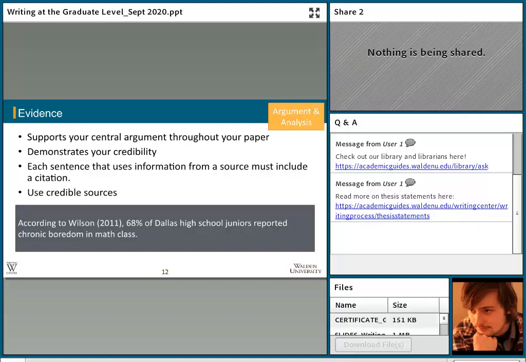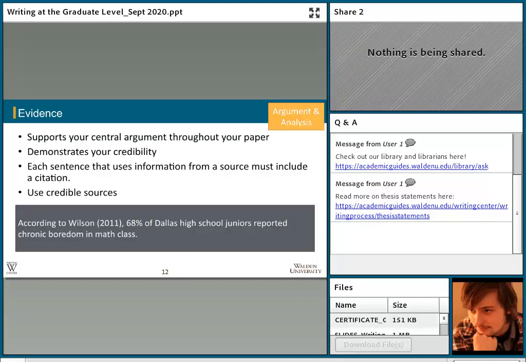Each sentence that uses information from a source must include a citation. There are a few exceptions to this, but essentially you need to give credit to the sources that you're drawing from. When you're using someone's idea, you need to give them credit for that. In scholarly communities, in the world of academe, the ideas that you have are your thing. It's something that lends credibility to you. It's the kind of thing that gets you research grants and promotions. So you need to give credit to the people whose ideas you're drawing from.